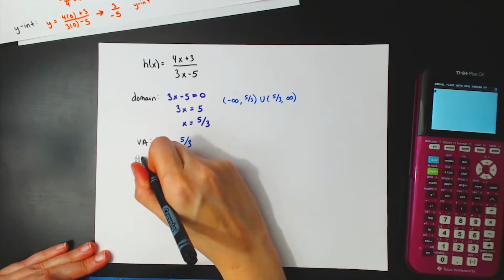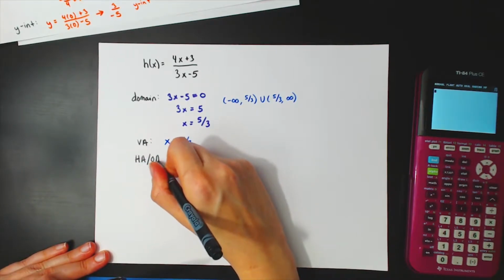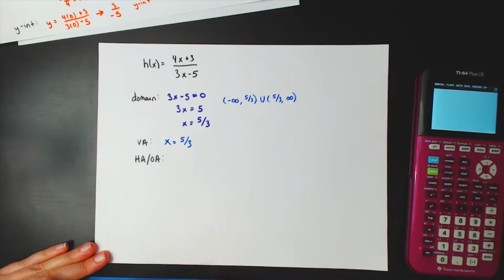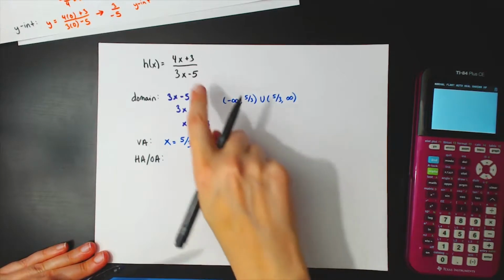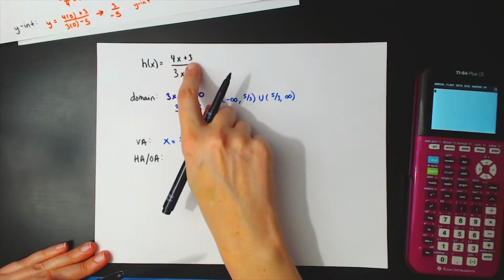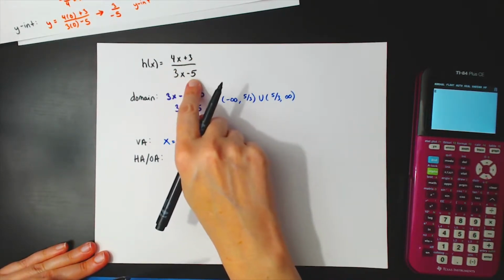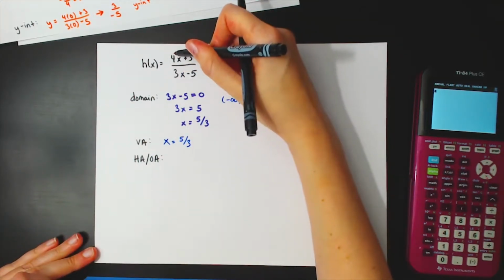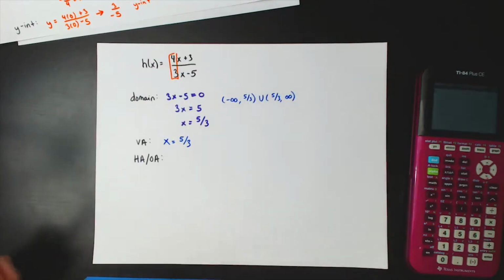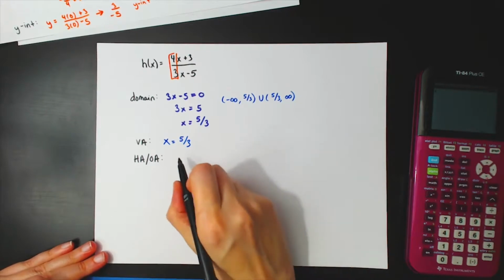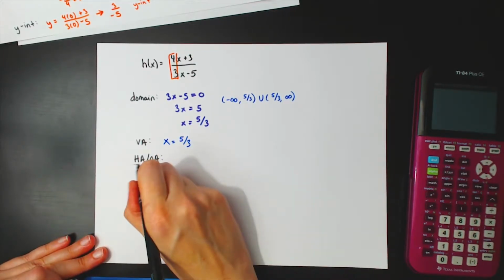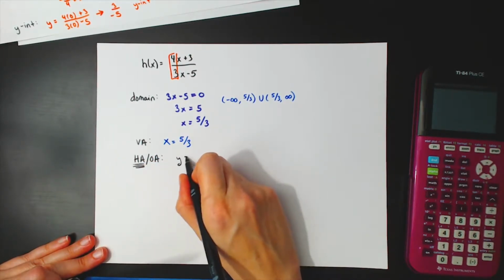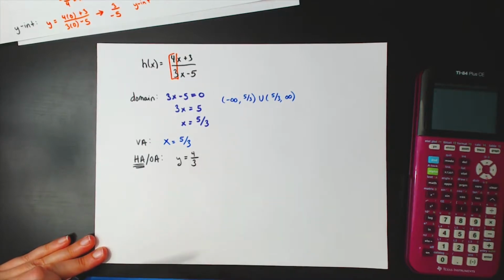Next, let's identify whether we're going to have horizontal or oblique asymptotes. So take a look. We want to compare the degree in the numerator to the degree in the denominator. We have a linear numerator and we have a linear denominator. So we can take the ratio of the coefficients of our lead term. So we have a 4 up top and a 3 on bottom. So that means our horizontal asymptote here is going to be the line y equals 4/3.